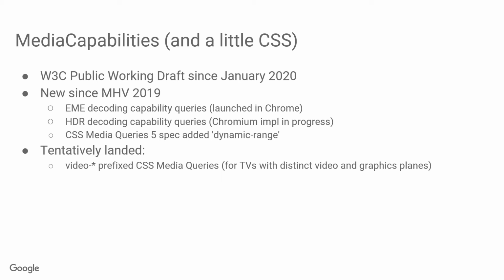The first new feature is the ability to query for EME decoding capabilities. This feature launched in Chromium last year. We also specified how to query for HDR video formats, and then related to that, we worked with CSS to add a new dynamic range feature to the media queries level 5 spec to query for when your display is HDR capable. Finally, there is some ongoing work in that specification to add video prefix properties to media queries to surface when devices like TVs are capable of rendering video in their native resolution, like 4K, while having a much more limited capability for graphics.